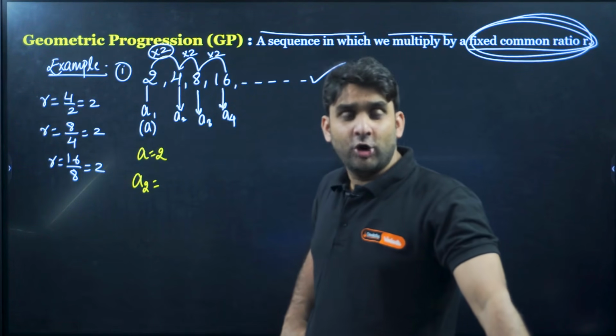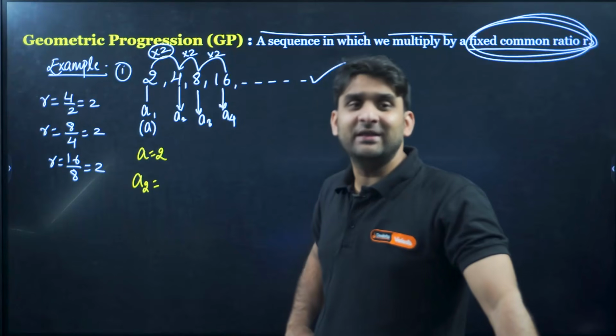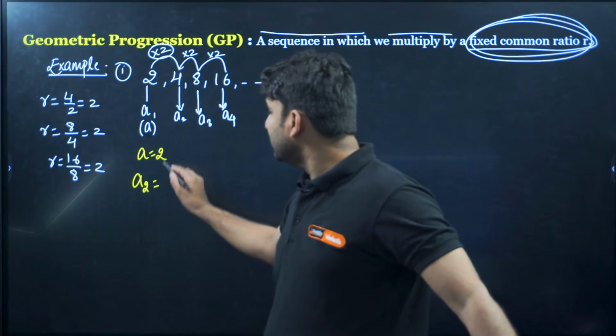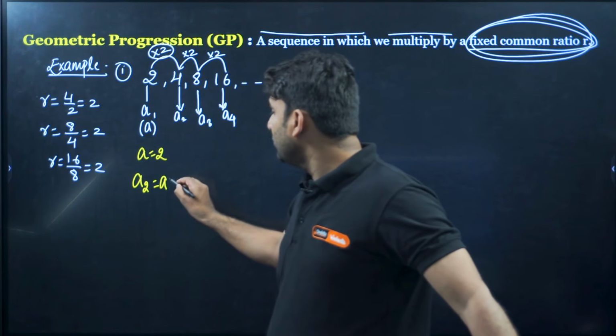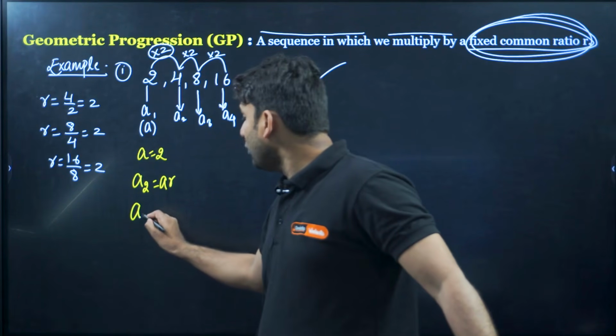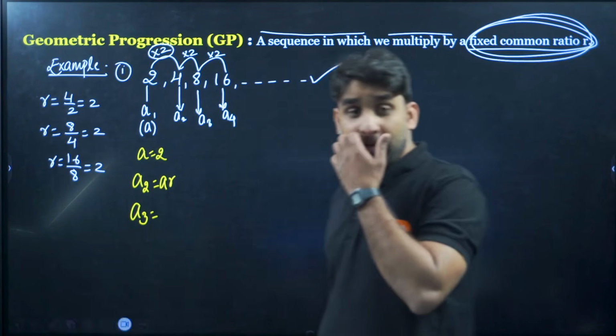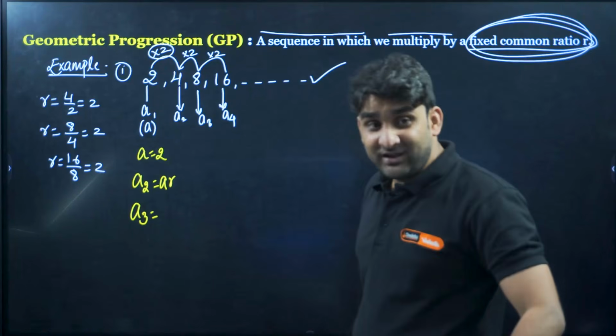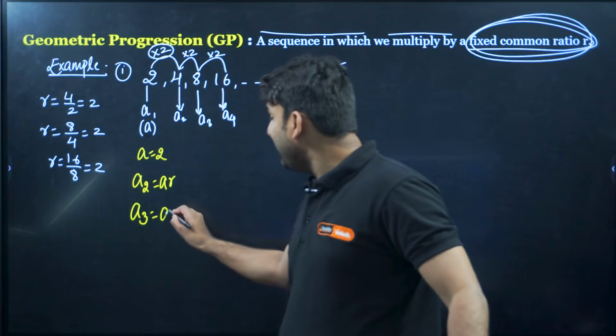After multiplying the first term by the common ratio, you will get the second term. So we can write here, this is A into R. Right? Again, if I talk about A3, what will be the result? The result will be A.